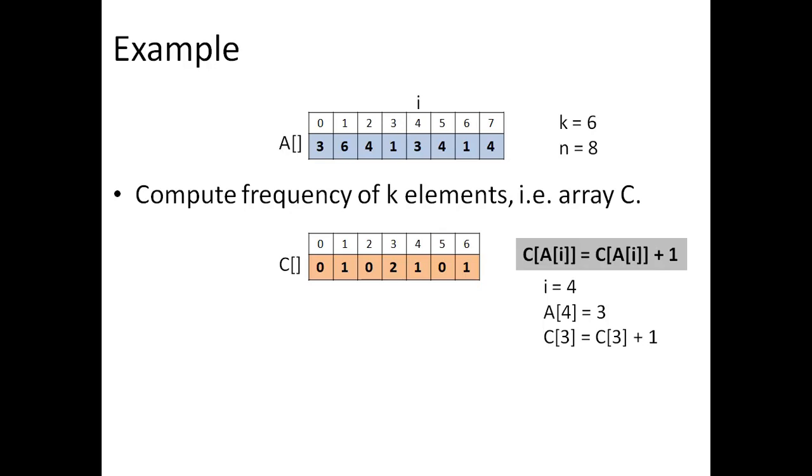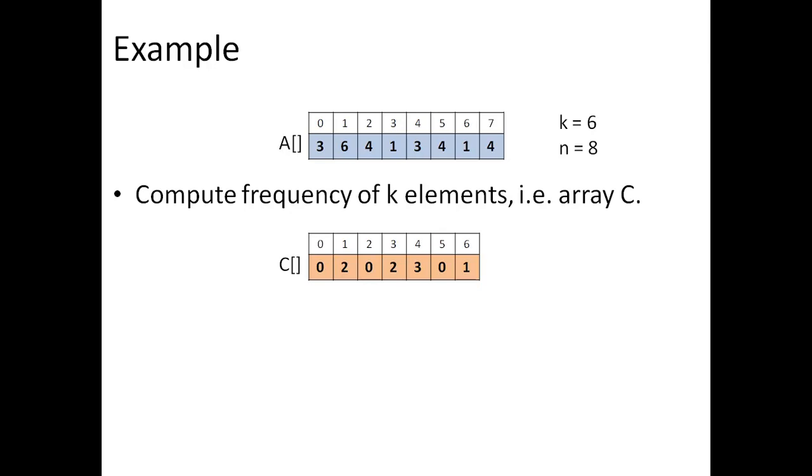As A4 is equal to 3, C3 becomes 2 now. Similarly, C4 and C1 become 2 as A5 is 4 and A6 is 1. Lastly, A7 is 4, so C4 becomes 3. With this, we have finished the process of computing the frequency of all the elements in the input array A.